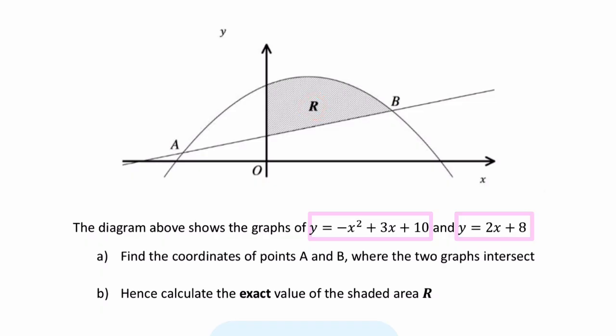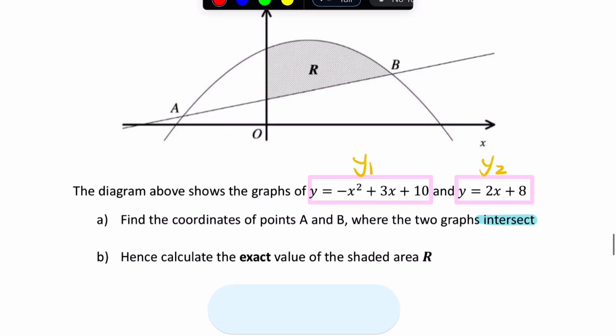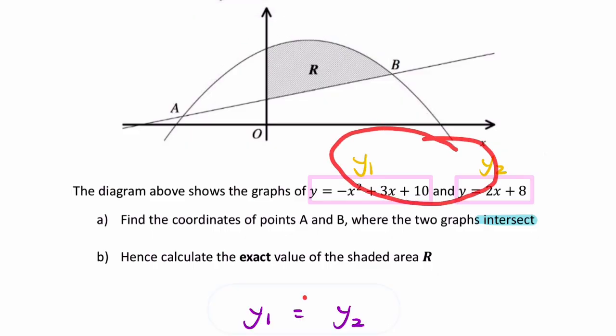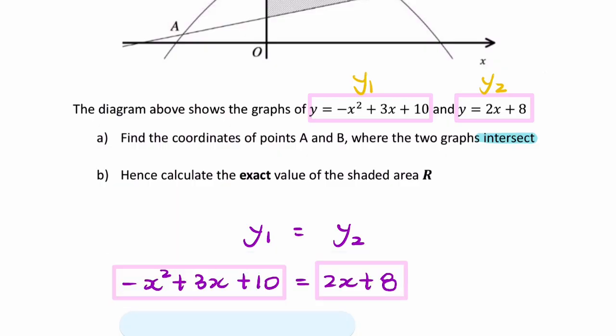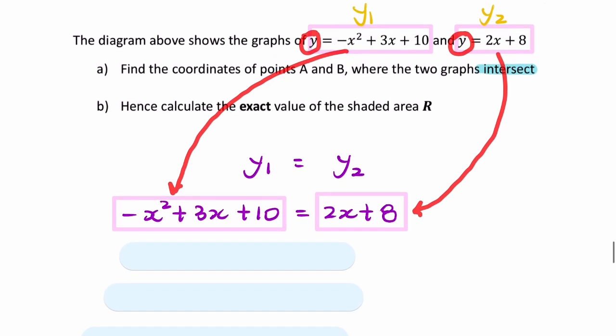So whenever you're asked to find the intersection point of two graphs, say you've got y1 and y2, to find the intersection point, you need to solve simultaneous equations. You need to equate y1 and y2. So that's the first thing you need to do. It doesn't matter which one you choose as y1 and y2, but you need to equate the two. So that's our first curve and that's our second curve. So we just equate y1 equals y2.